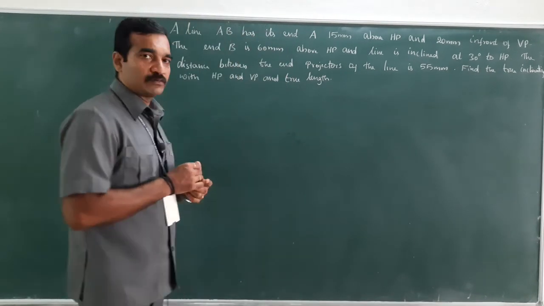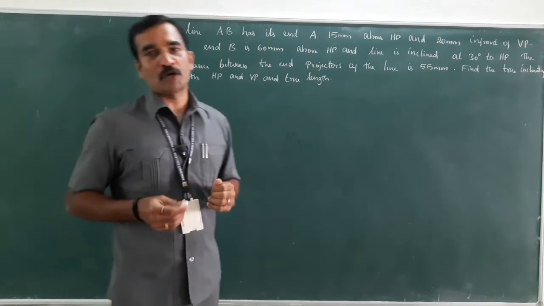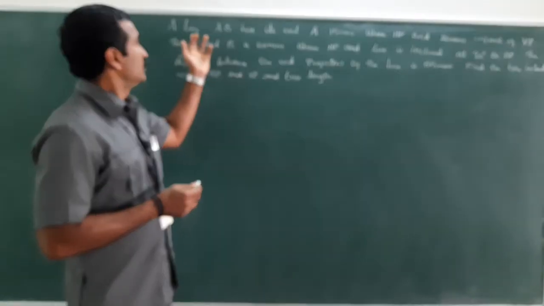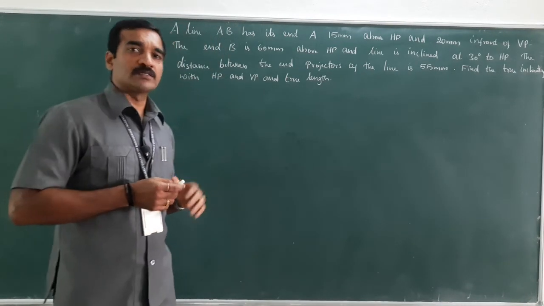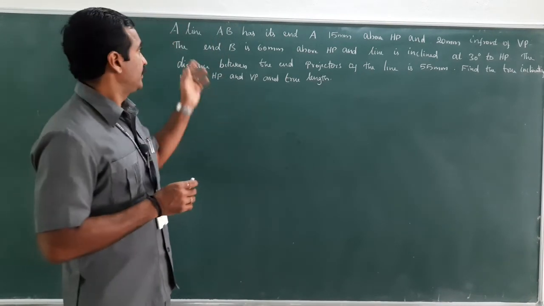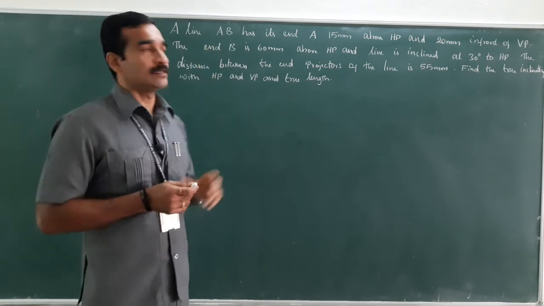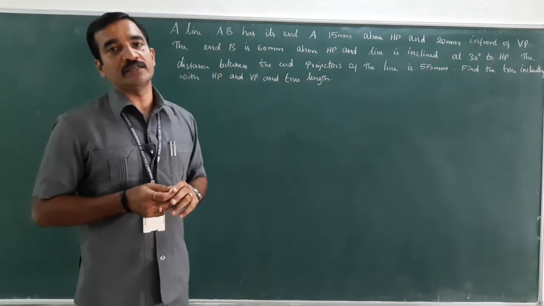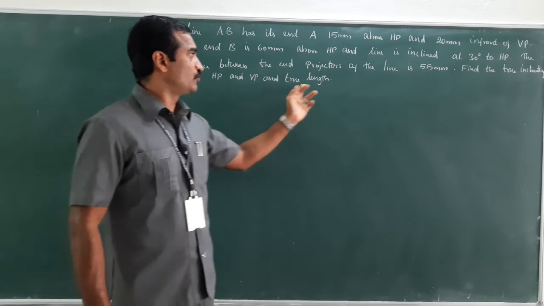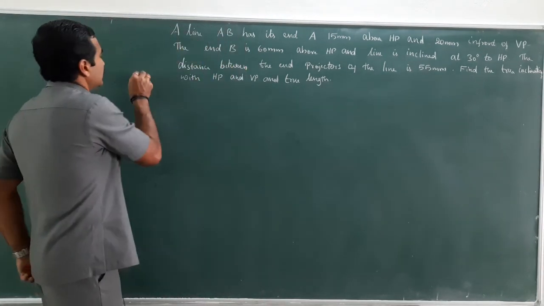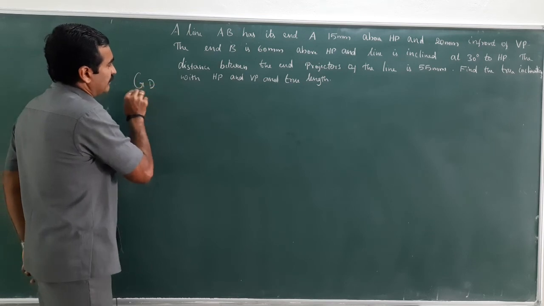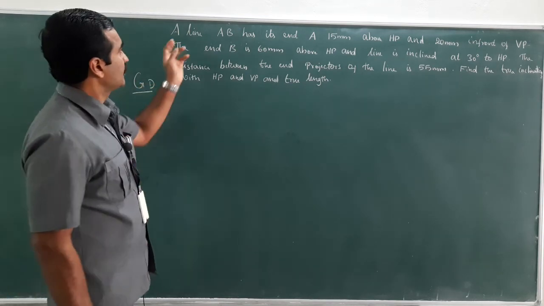So, if you observe the question, in the previous problems, the line AB was given, isn't it? That was the true length. Here, as far as this problem is concerned, the true length is not given. It has been asked to find the true length, right? Let me just extract the information given in the question, given data.